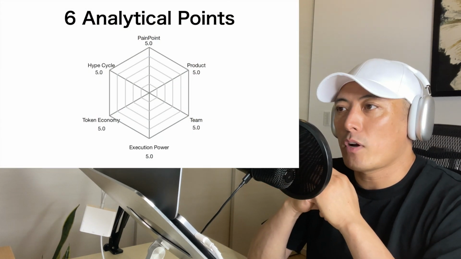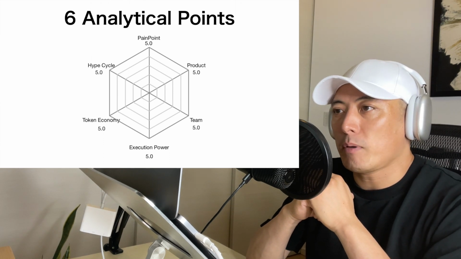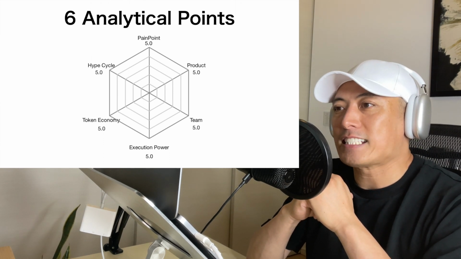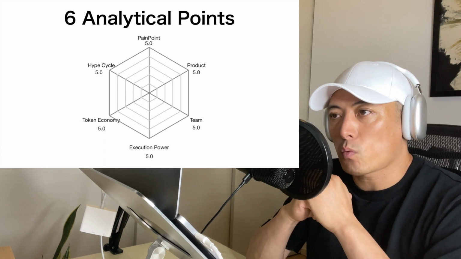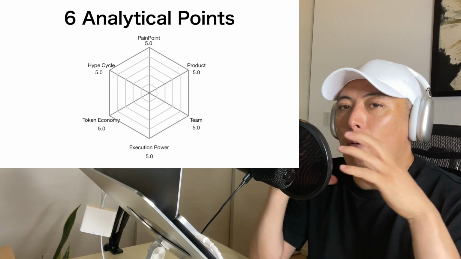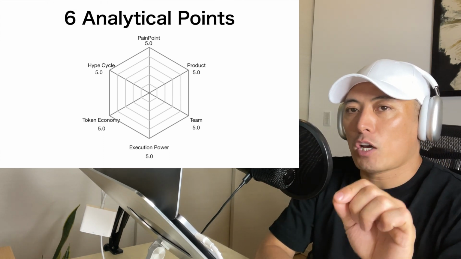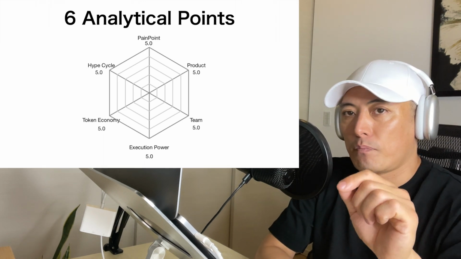So stand for the pain points, product, team, execution power, token economy, and hype cycle. Then for each, I set the 5.0 point here. So the total score is 30.30. Then if you want a deeper understanding about how I'm going to analyze each point here, please check out my video about my altcoin investment strategy. Then here's my video link.